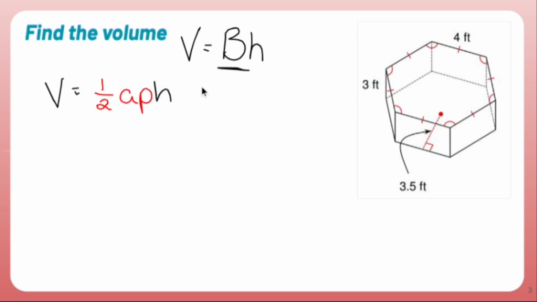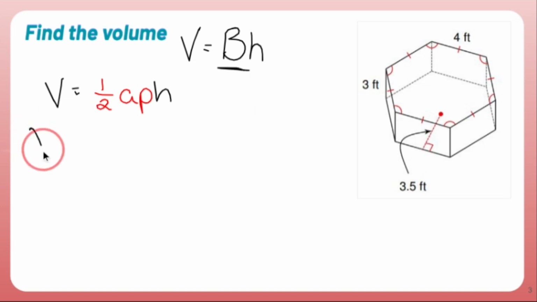Now, if you're like, what the heck's an apothem? Isn't that an animal that only comes out at night? No, that's a possum. An apothem is the length that connects the center of whatever regular polygon you have to the middle of the side of the polygon. It's basically like a perpendicular bisector that connects to the center. So the apothem in this case is 3.5 feet.